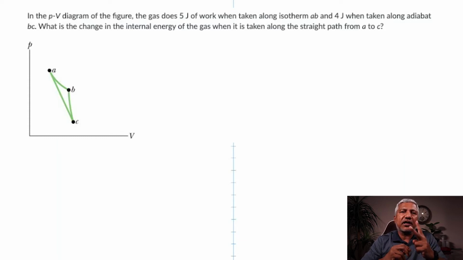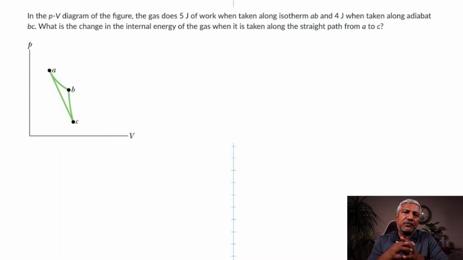So now we have two other processes. They are isothermal process and adiabatic process. So if you look at this problem, it says, in the PV diagram, the gas does 5 joules of work when taken along isotherm AB. So that's an isothermal process. And 4 joules when taken along adiabat BC. So you have AB, which is isothermal, BC, which is adiabatic. And you're asked to find the change in internal energy of the gas when it is taken from A to C.